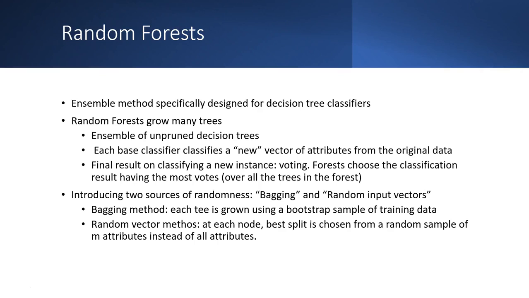We now have two new sources of randomness. So we have bagging and random input vectors. In our bagging method, the randomness comes because each tree is grown using a bootstrap sample of training data. And then in our random vector method, at each node, the best split is chosen from a random sample of however many attributes we're looking at, instead of looking at all of our attributes.